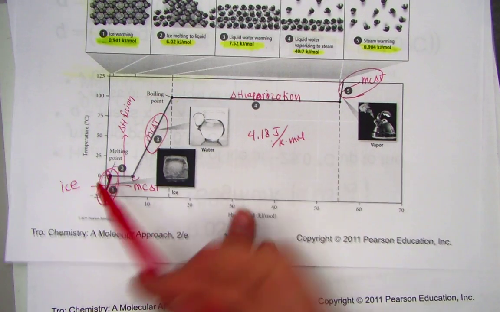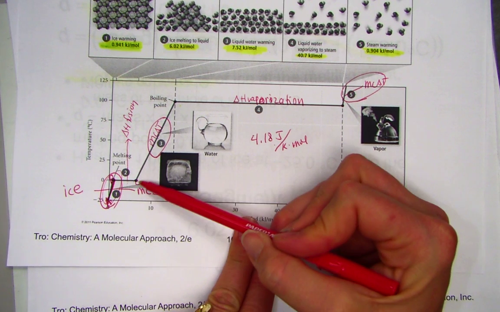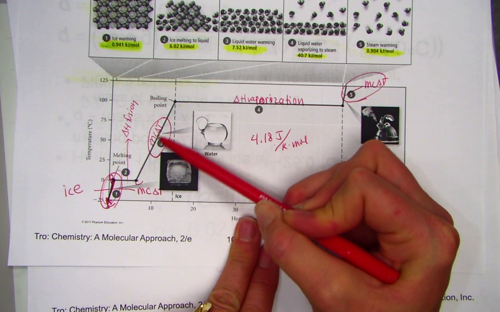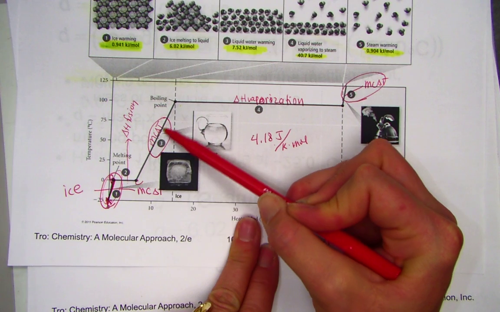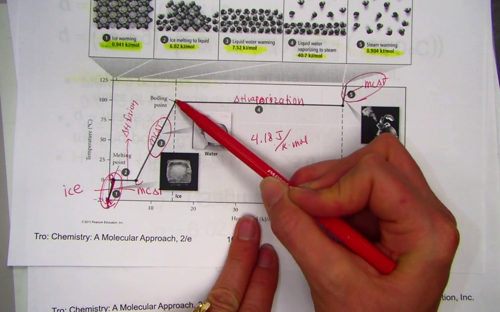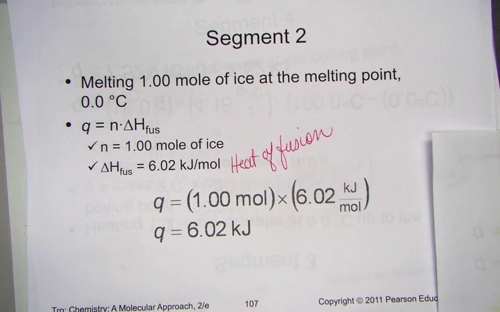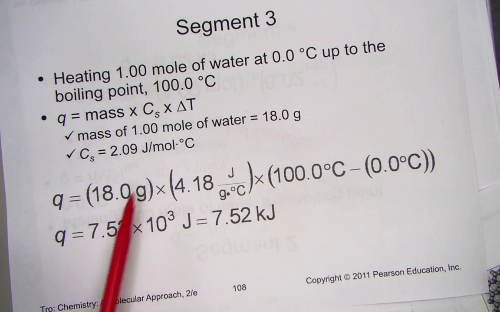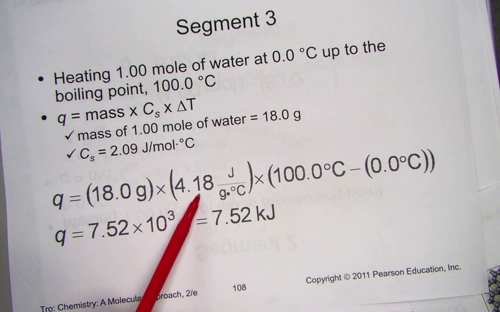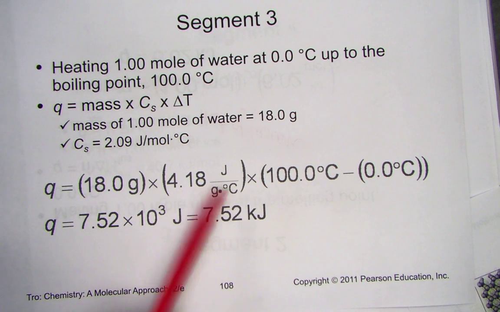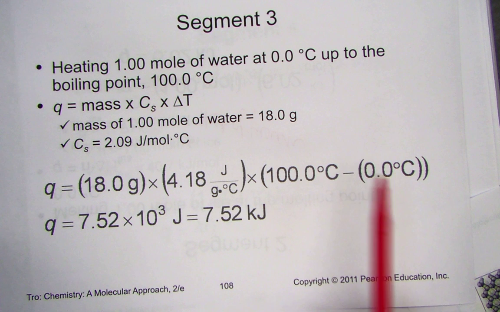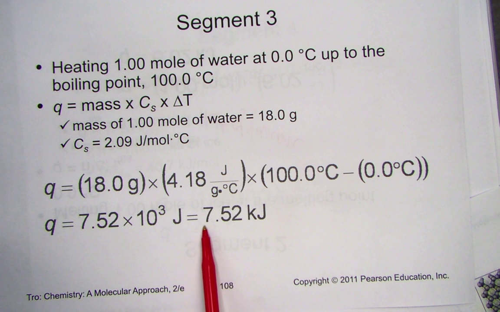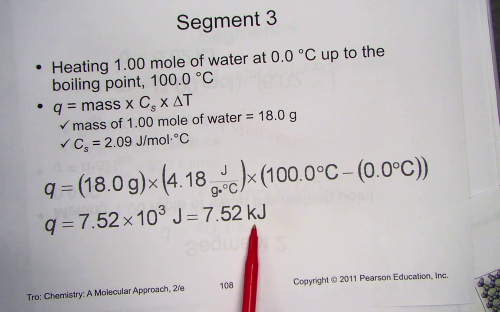Keeping in mind the line segment, MC delta T, heat of fusion. Now we have MC delta T for liquid water, going up from 0 all the way to 100 degrees. That's a 100-degree temperature change. So in line segment 3, we're heating 1 mole of water, which is the same as saying 18 grams of water. Here's our familiar number, 4.18 joules per gram Celsius. And the temperature change is 100 degrees Celsius. MC delta T shares with us 7.52 kilojoules of heat.